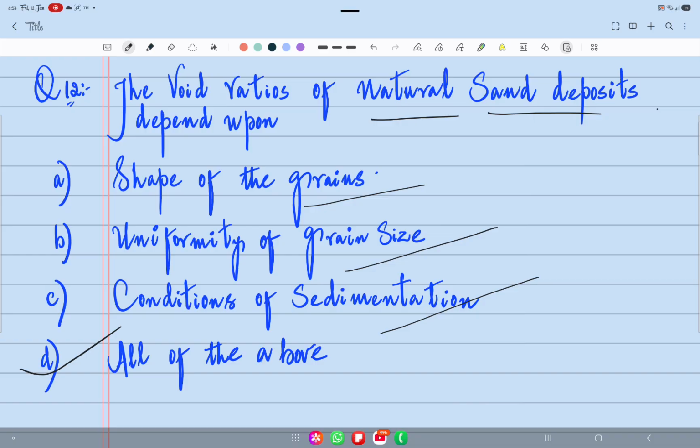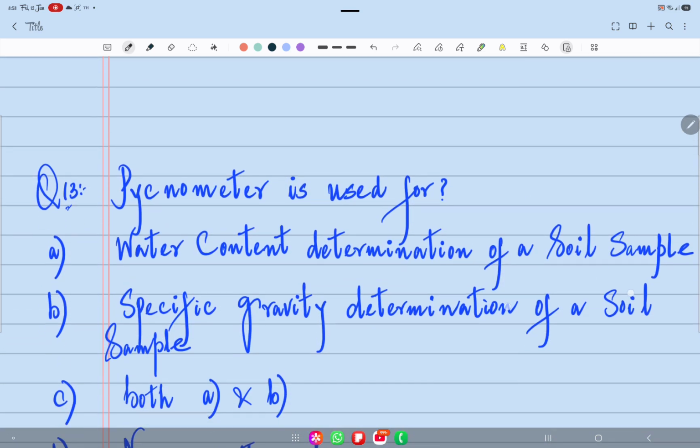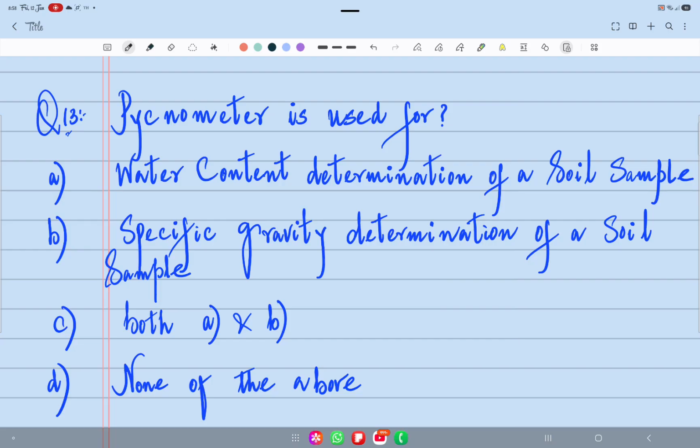Void ratio, a very important volumetric relationship, is denoted by e, and it is the ratio between volume of voids to the volume of solids in a given soil mass. All right, moving on to question number 13. It's about the pycnometer. The question says, pycnometer is used for water content determination of soil sample, specific gravity determination of a soil sample, both A and B, or none of the above.